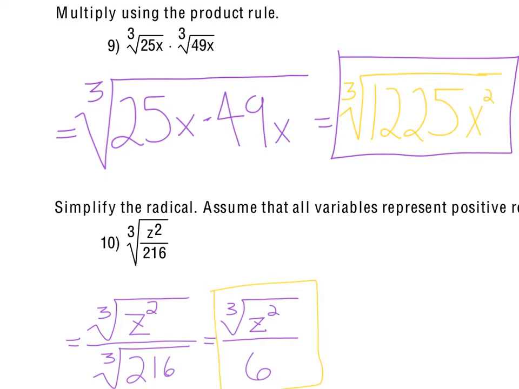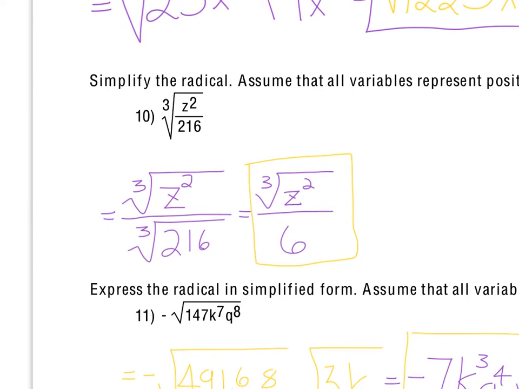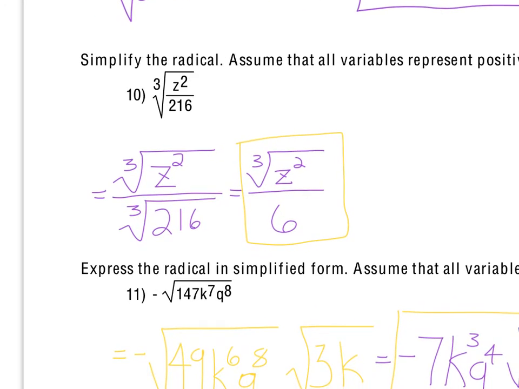For number 10, simplifying this radical, again assuming variables represent positive real numbers. So the cube root of z squared over 216, again I would start by thinking of it as a radical in the numerator and a radical in the denominator. The cube root of 216 is just 6, and then we can't do anything with the cube root of z squared, so that's all we have for that one.